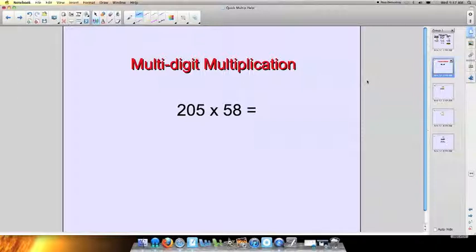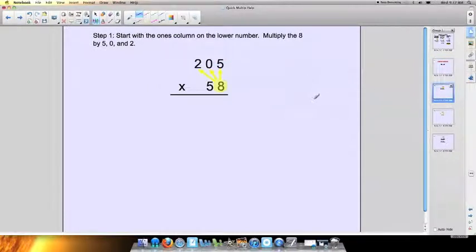Welcome. This video is going to show you how to do multi-digit multiplication. What that means is we're going to be looking at numbers that are 2 digits or greater and multiplying them together. What I like to do is put the bigger number on top. I find that is the least amount of steps and the easiest way to go when doing this.